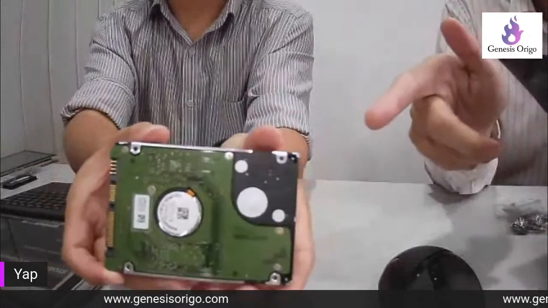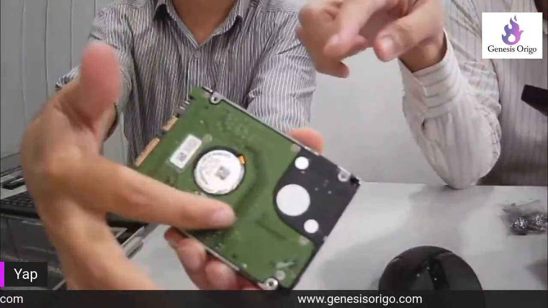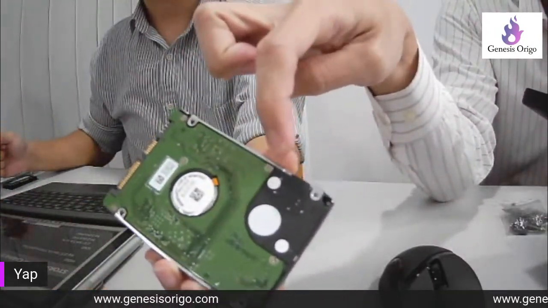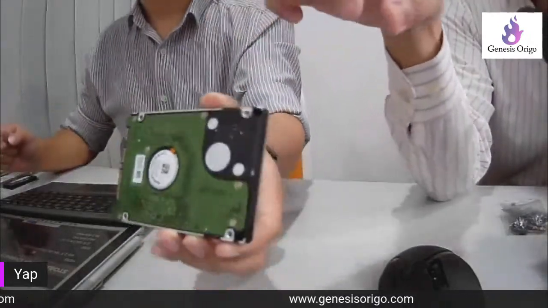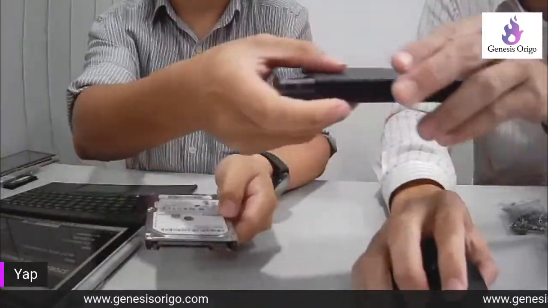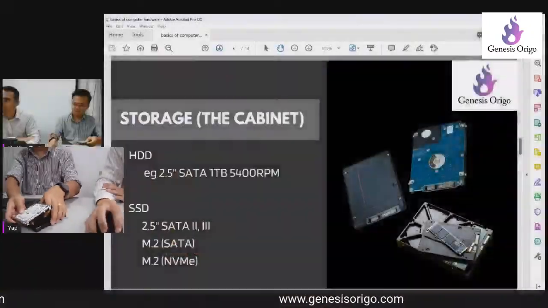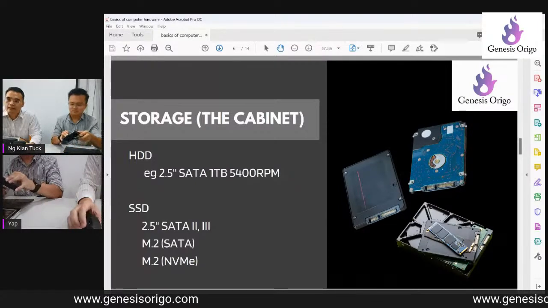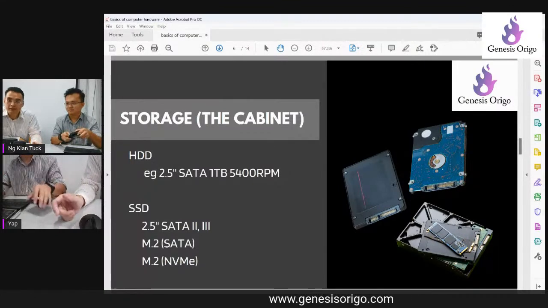If you flip it over, you can see there is a small computer board, with a tiny spinning wheel in the middle, and inside we actually have the spinning magnetic disk. All right, so if you look at my slide here, let me exit this solo view first. Okay, so if you look at my slide here, the HDD, 2.5-inch SATA, means the connection point.